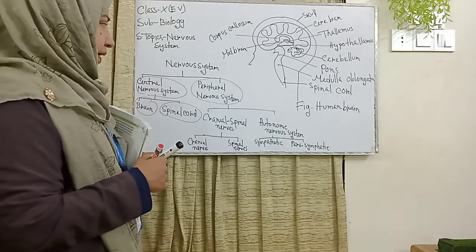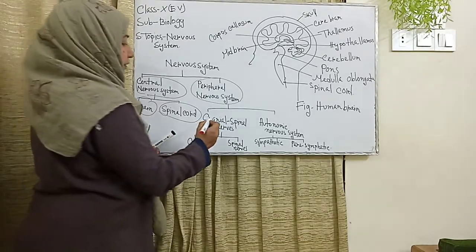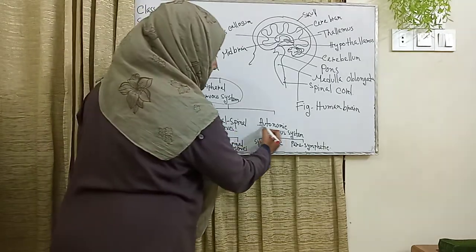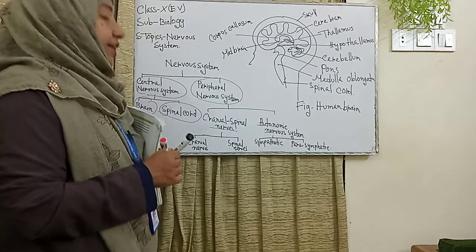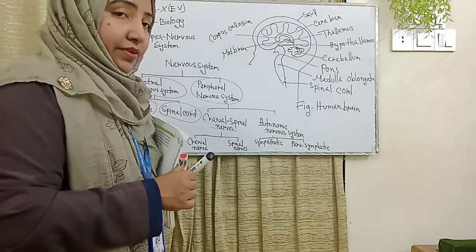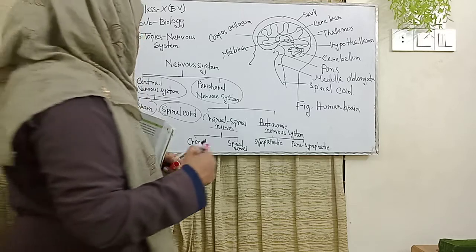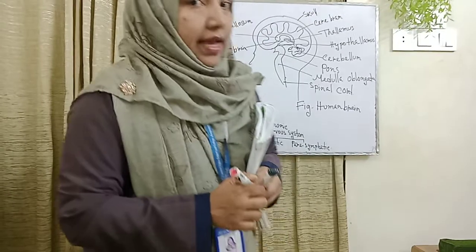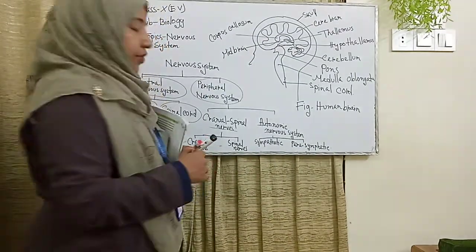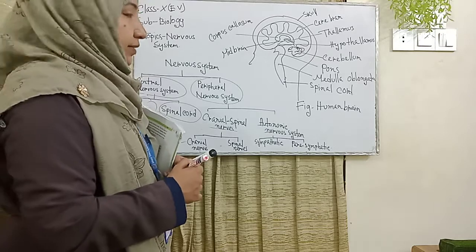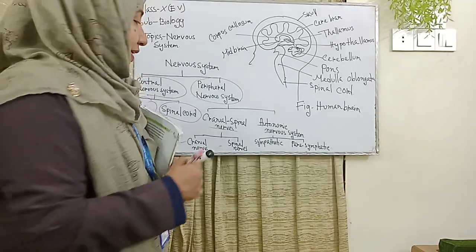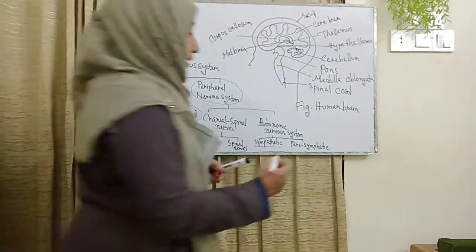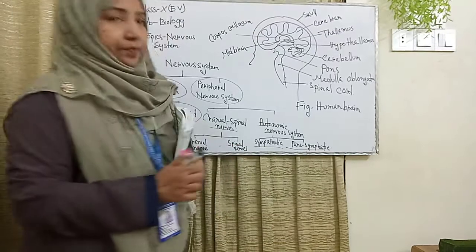Please everyone see the board. The first is the cranial spinal nerves and the second is the autonomic nervous system. The cranial spinal nerves again have two parts. The first part is the cranial nerves and the second is the spinal nerves. Our next structure is the autonomic nervous system. Here there are also two parts. The first part is the sympathetic nervous system and the other is the parasympathetic nervous system.